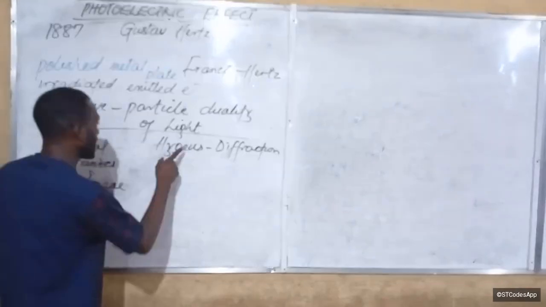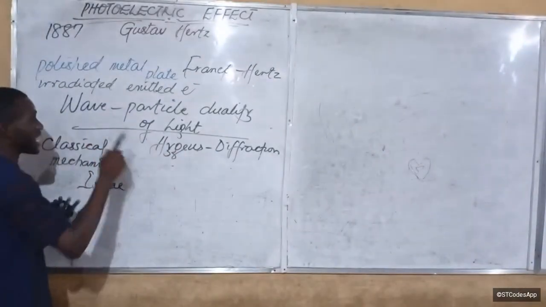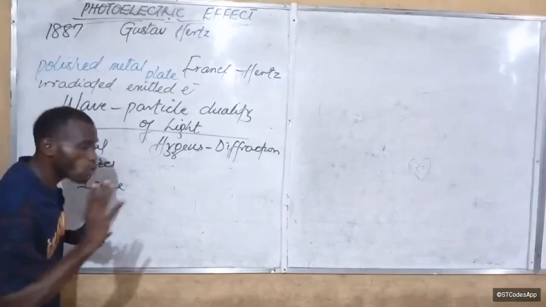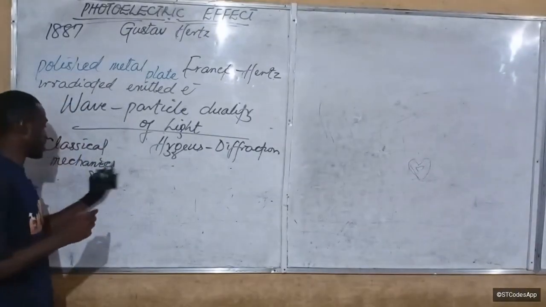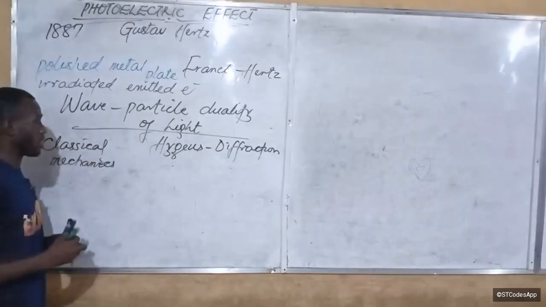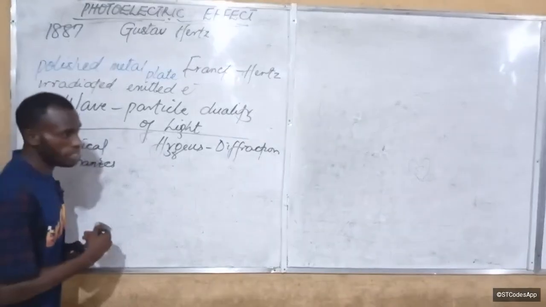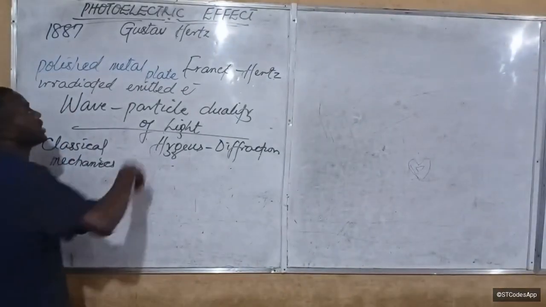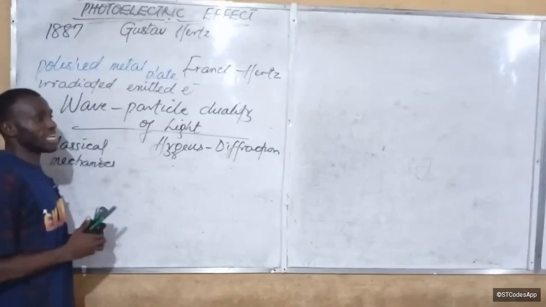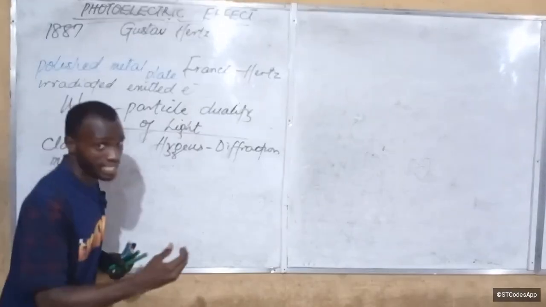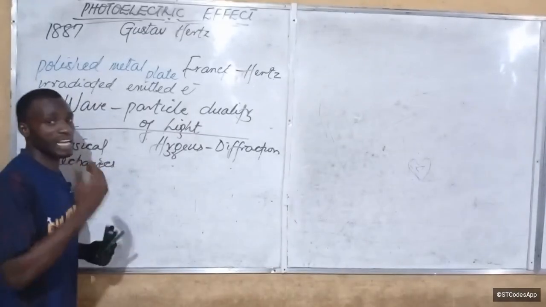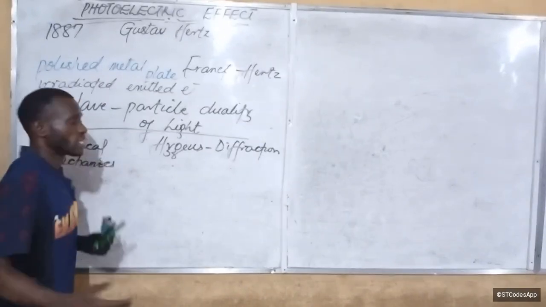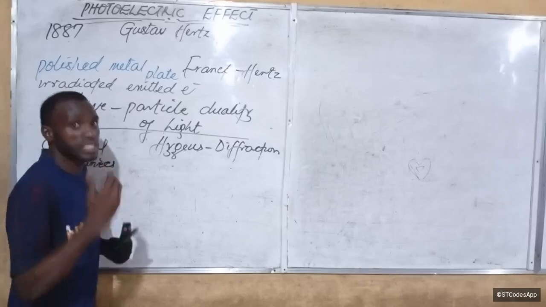So he disproved the idea. And if the idea of light being a wave alone was the only true theory describing the behavior of light, then it means that in the photoelectric effect, the higher the intensity of light, or the higher the brightness of the light shone on the metal plate, the more electrons should be emitted.